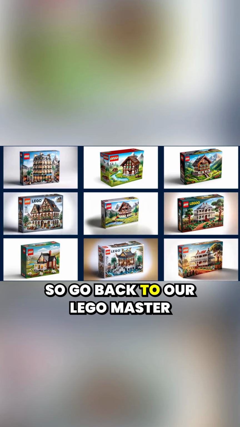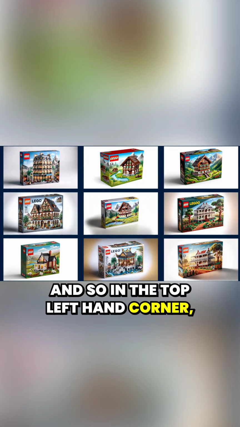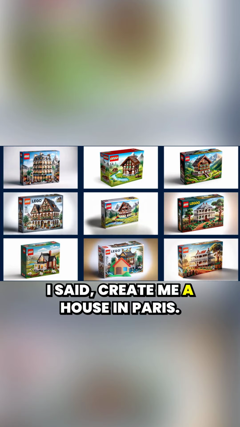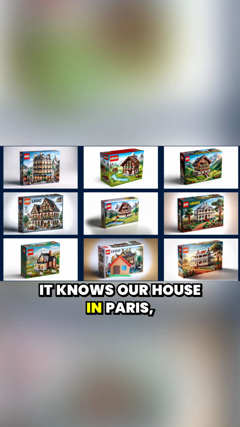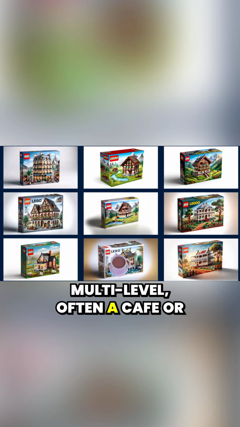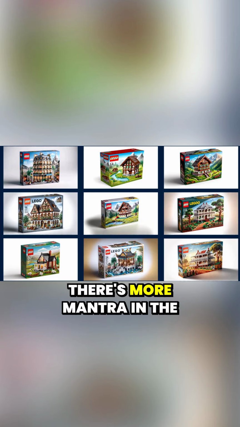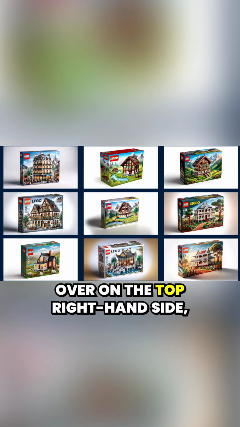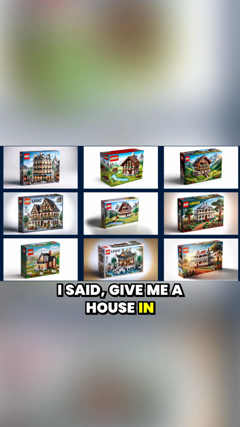So go back to our Lego master model. I've asked it to create me a whole load of Lego sets. And so in the top left-hand corner, I said, create me a house in Paris. It knows a house in Paris, multi-level, often a cafe or bistro in the bottom. There's Montmartre in the corner. Over on the top right-hand side, I said, give me a house in the Alps.